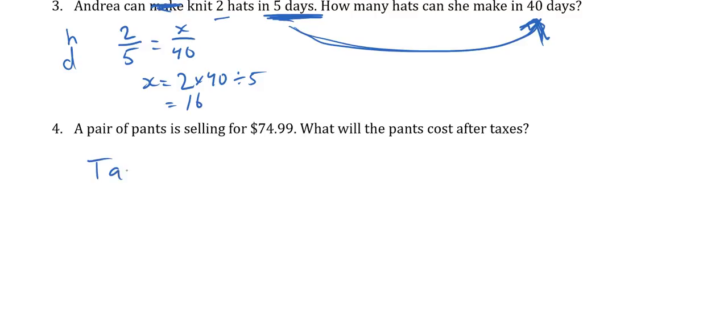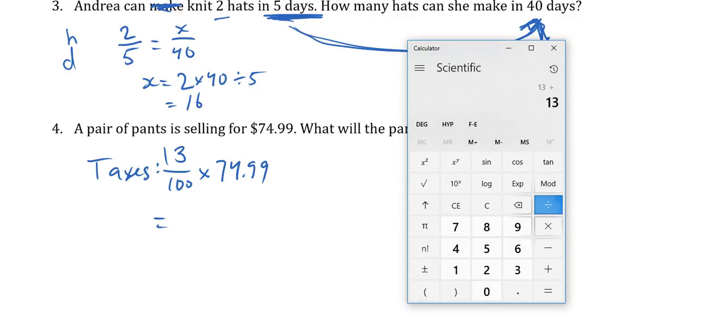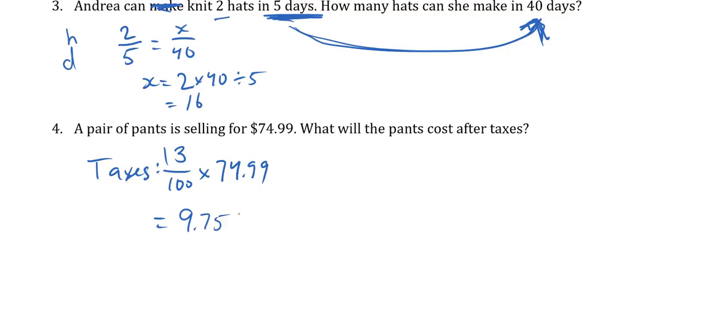So let's calculate taxes first. Do you remember what taxes is? 13%. So that's 13 out of 100 times 74.99. So again, I do 13 divided by 100 times 74.99. And I get 9.75. The 8 here rounds the 4 up 1. So this is 9.75.